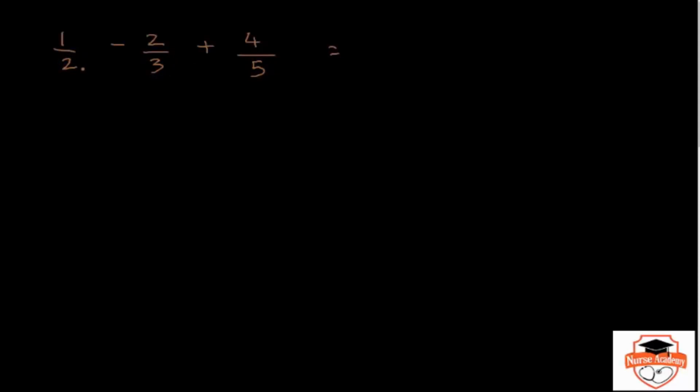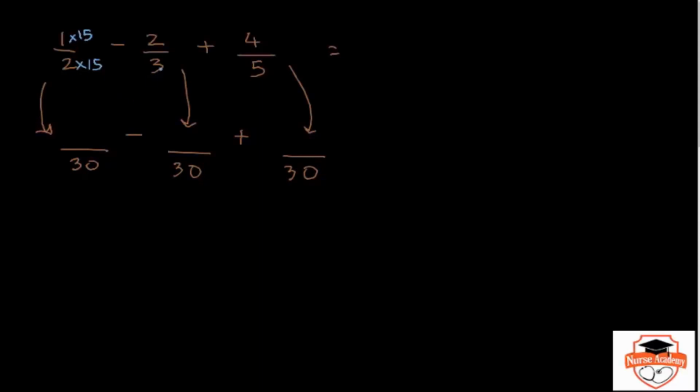So our number is going to be 30. So we are going to change this to something over 30, change this to something over 30, put a minus in between them, and then a plus. Change this to something over 30. 2 times 15 is going to give you 30. So multiply the numerator with 15 as well.